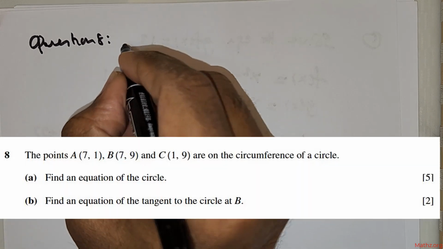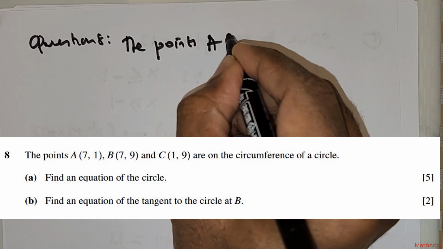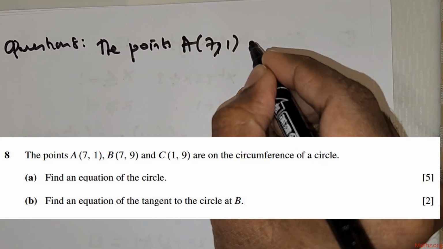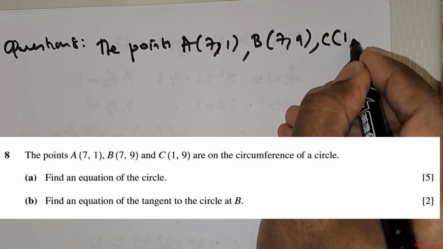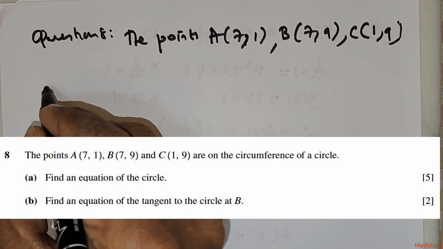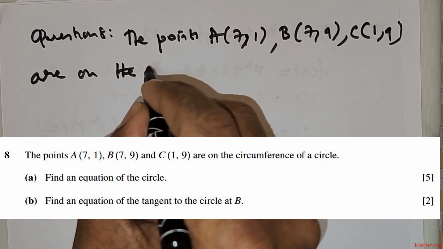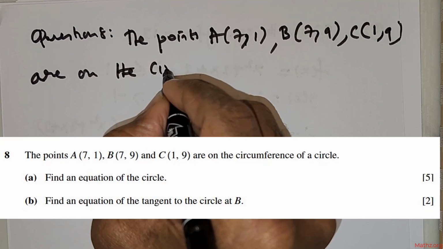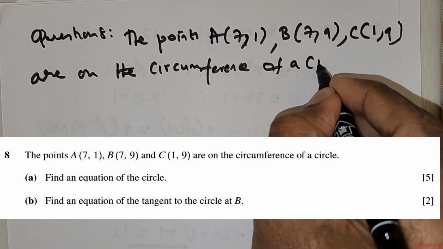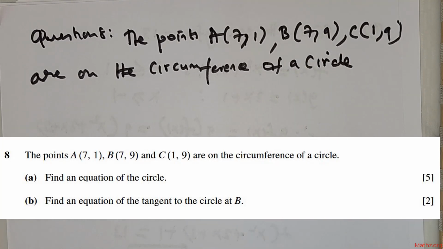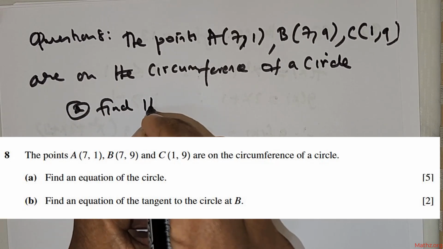Students, this is question number 8. Let me write the question down. The points A(7, 1), B(7, 9) and C(1, 9) are on the circumference of a circle. Now we are asked to find the equation of the circle.